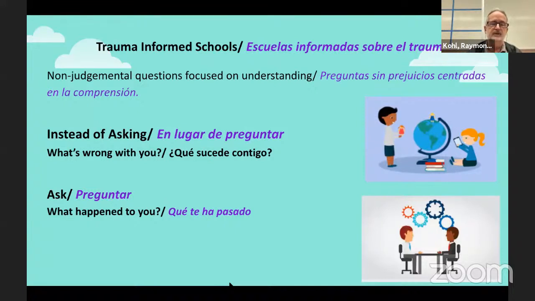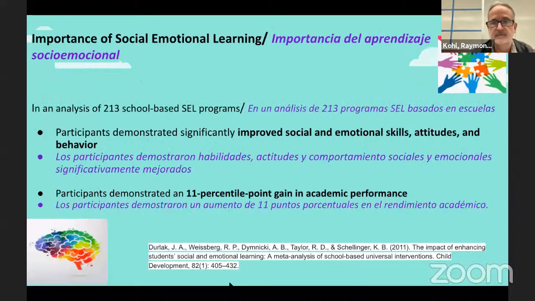So very commonly we say that instead of asking questions like, what's wrong with you, when a student does something that's not appropriate in the classroom, we would prefer asking questions like, what happened to you? Or what were you thinking when you did that? That allows the student the opportunity to explain his or her actions and for us to better understand what's going on with the student and how we can help them. Next slide, please.